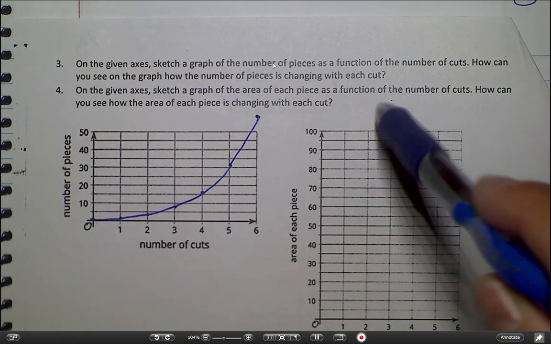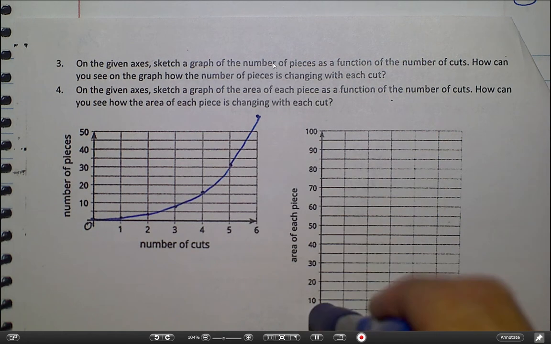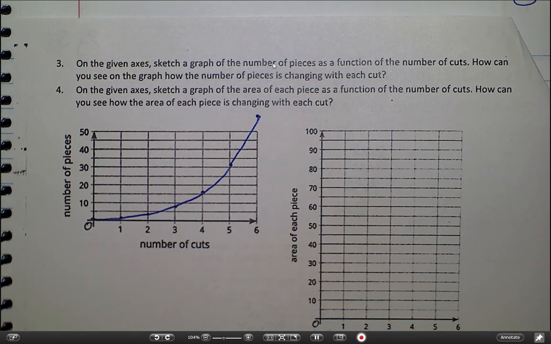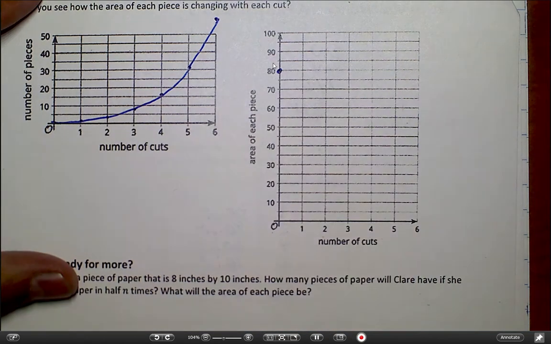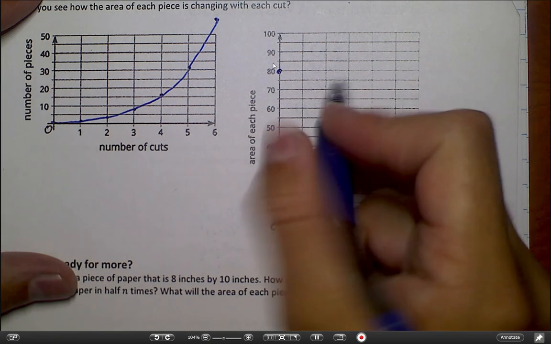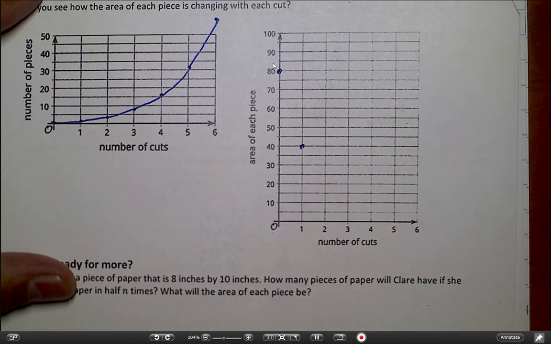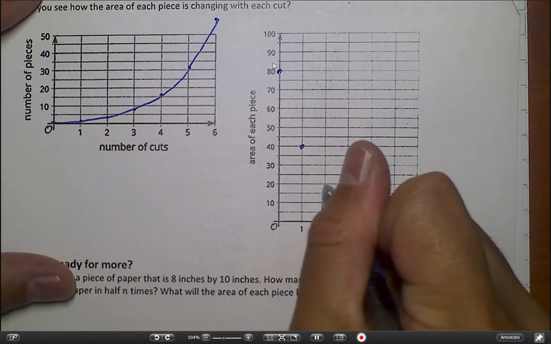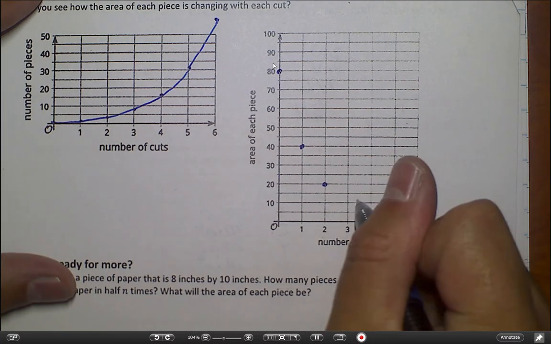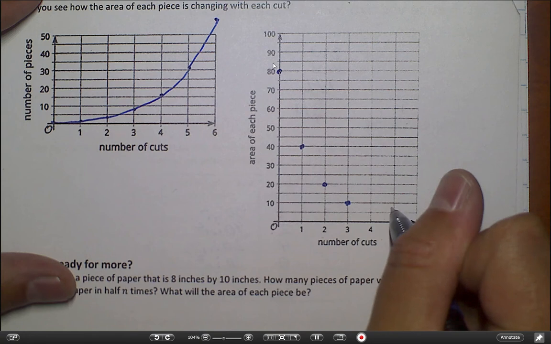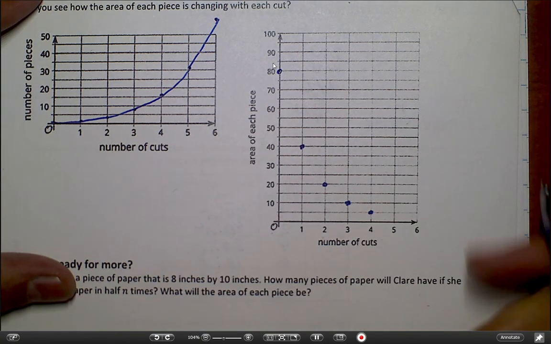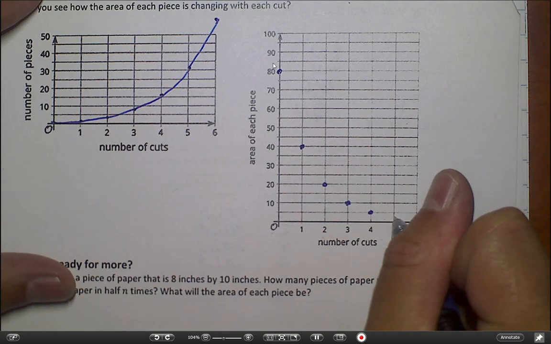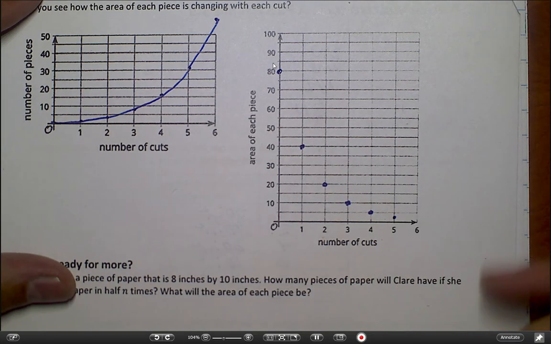All right, now let's do the same thing for number of cuts and the area. So at 0 cuts, what was my area? Okay, so I'm going to put a dot right there. 1 cut, 40. 2 cuts. 3 cuts. 4 cuts. 5 cuts. 2.5 and 6 cuts.